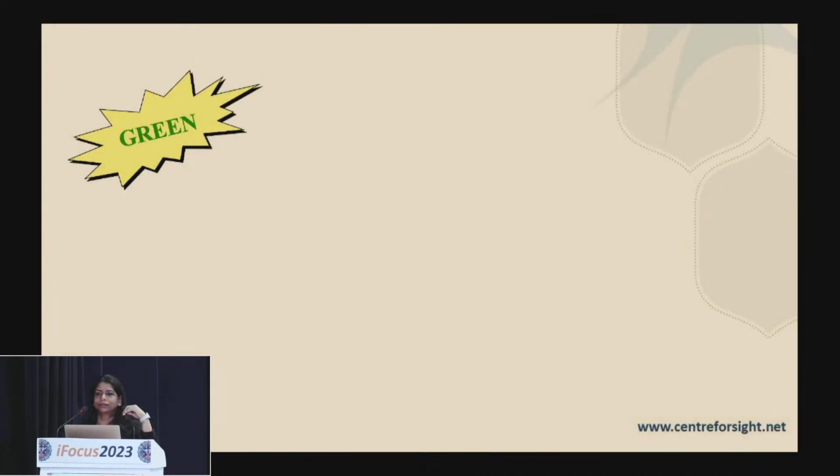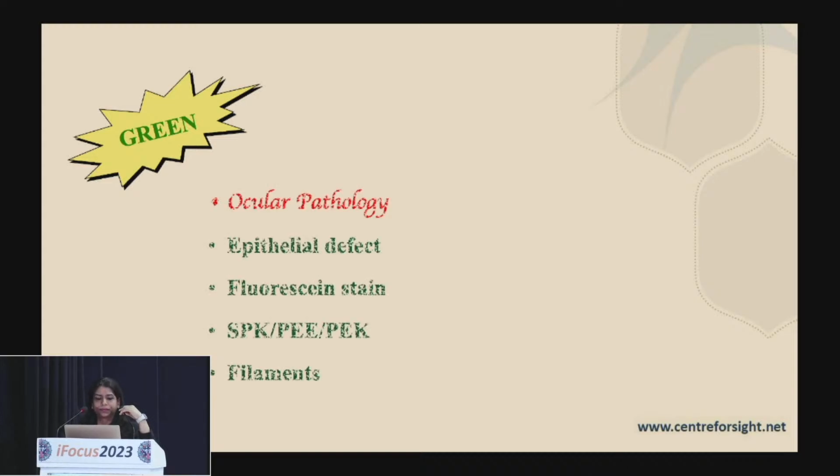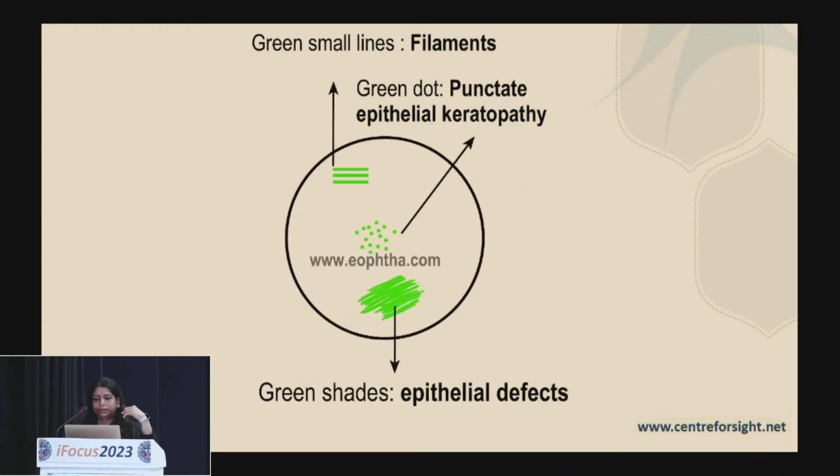Green color. So remember, green is the color of surface, right? So anything happening on the surface or on the continuity of epithelium can be drawn with a green color. So epithelial defect, fluorescent stain discontinuity of epithelium, any kind of SPKs, PEEs and PKs, filaments are always on surface, they can be drawn with the green color.